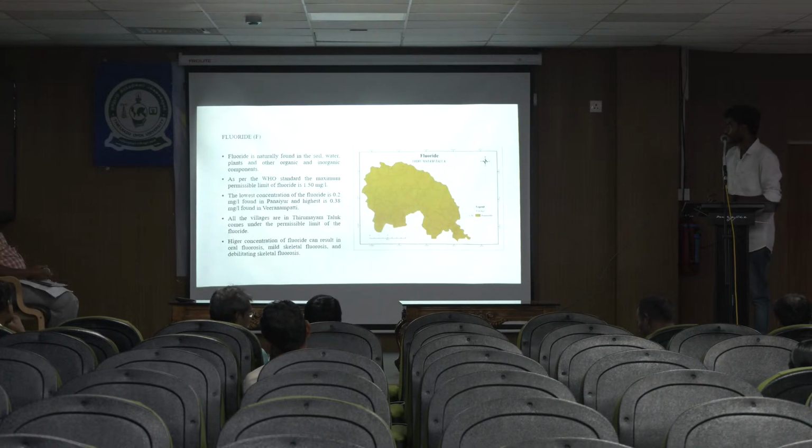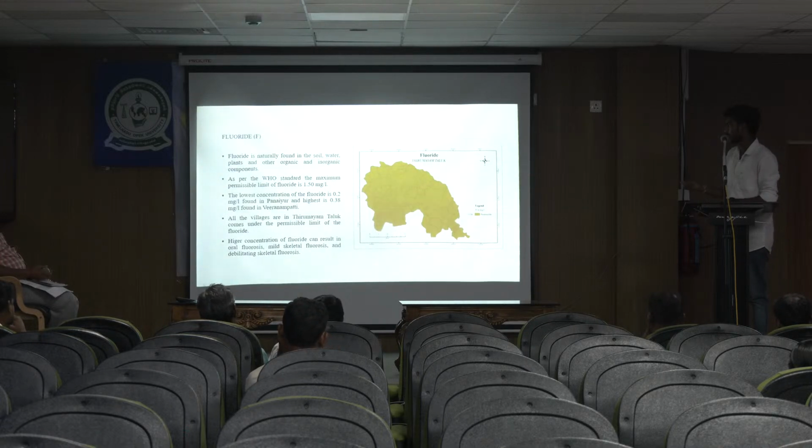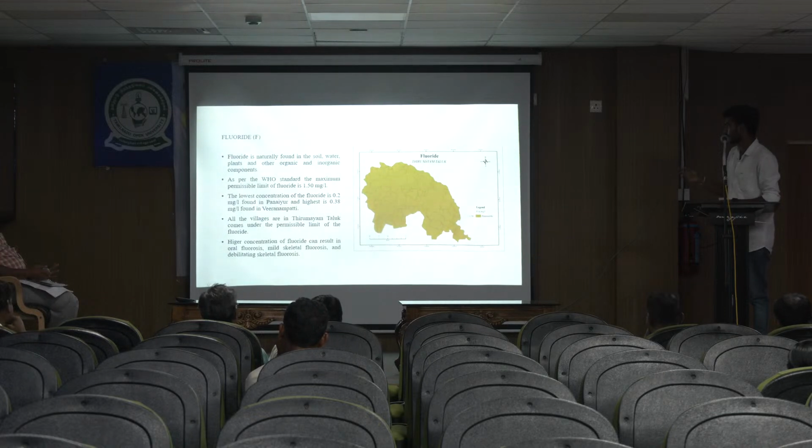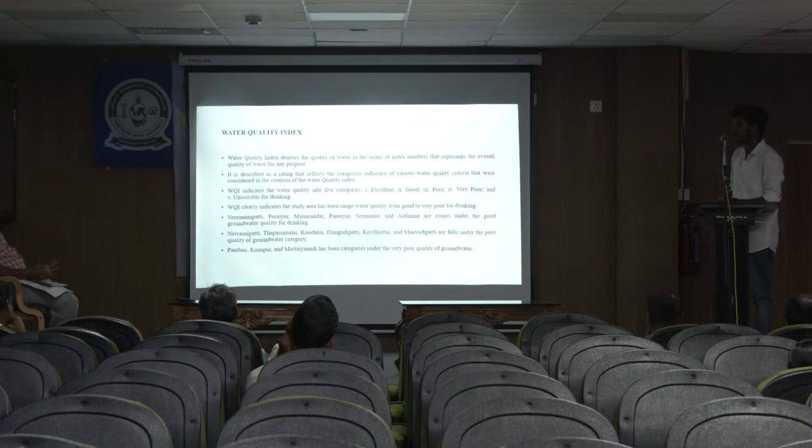Fluoride. The lowest concentration of fluoride is 0.2 mg per liter, found in Panayur, and the highest is 0.38 mg per liter, found in Veeranampatti. Water quality index.